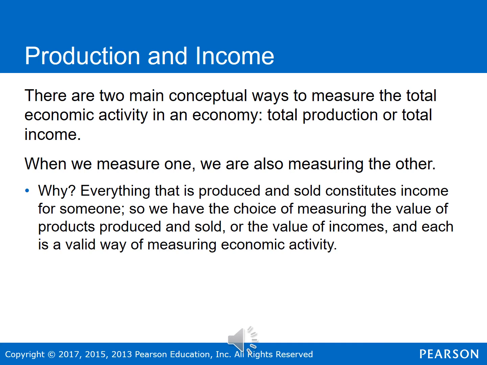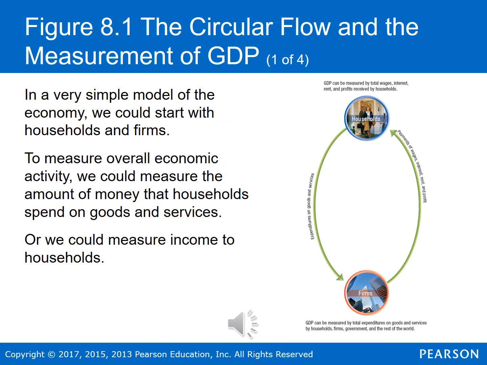And when we choose which way to measure GDP, we can do it by choosing which one is easier or which one's more accurate. So let's look at why this is the case. We'll start with a very simple model of the economy, where we just have households and firms. If we want to measure the overall economic activity, we can measure the amount of money that households spend on goods and services. Or we can measure the income to households.